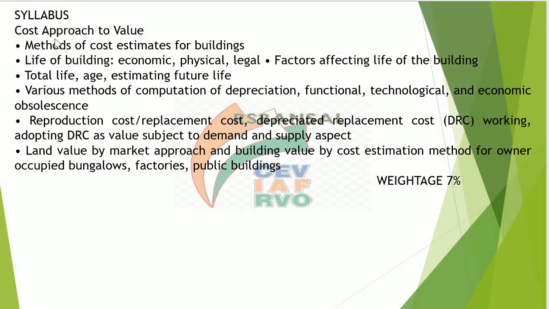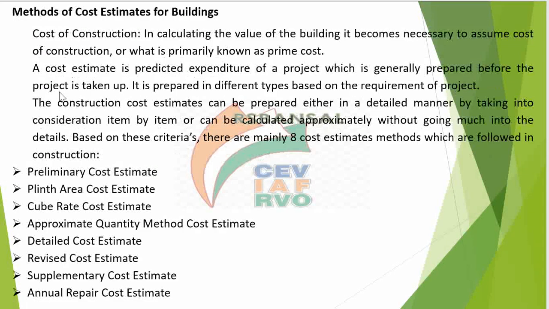But in the first video, we will be dealing up to only total life, age and estimating future life. So these three things will be discussed: methods of cost estimates, then life of the building, and then total life, age and estimation of future life. That means we will be dealing with only the basic things which are necessary for understanding this cost approach. The first thing is method of cost estimates of building.